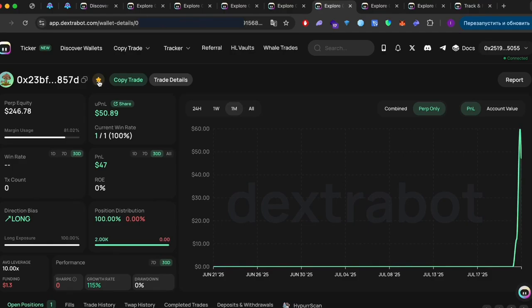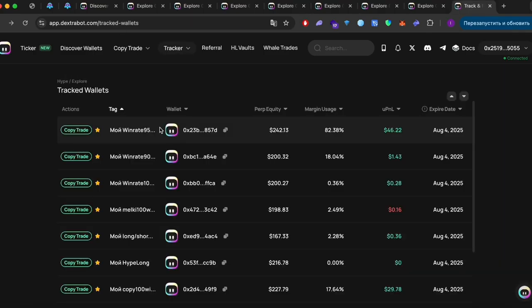But I recommend adding it to your favorites right away. And then, within this section, we'll be able to track all our wallets that are set up for copy trading. Accordingly, in this section, I currently have my wallets added, which are set up for copy trading. And I named them the same way as in the bot.